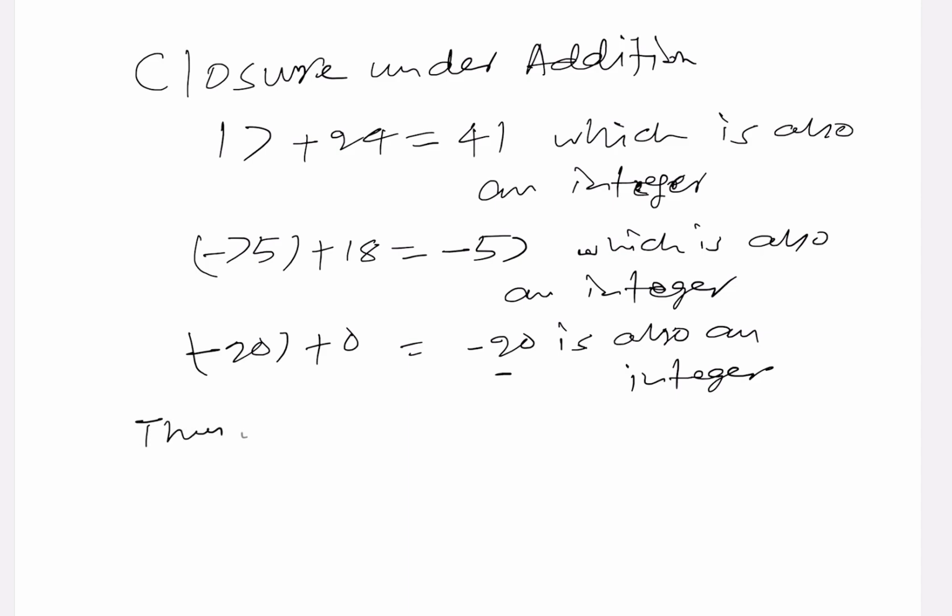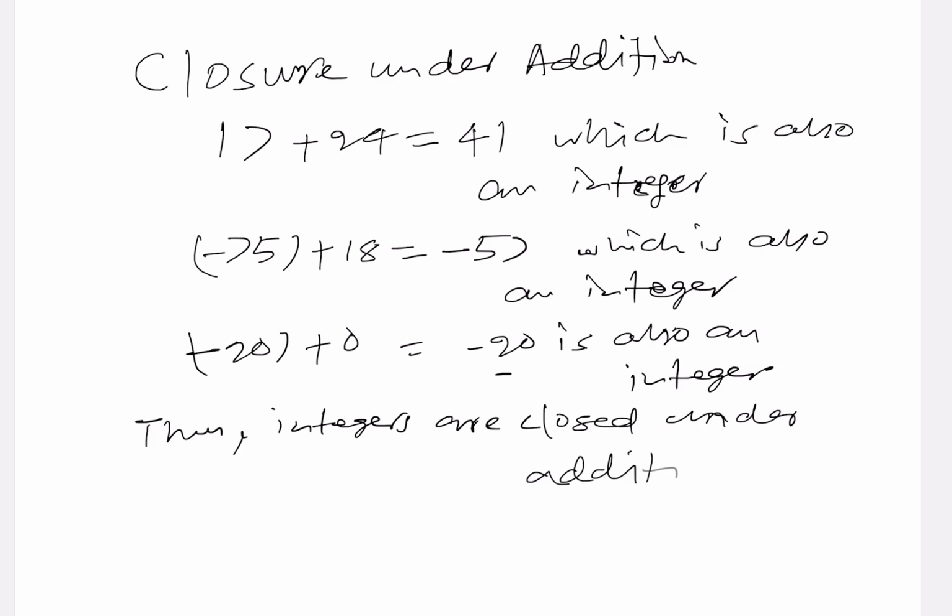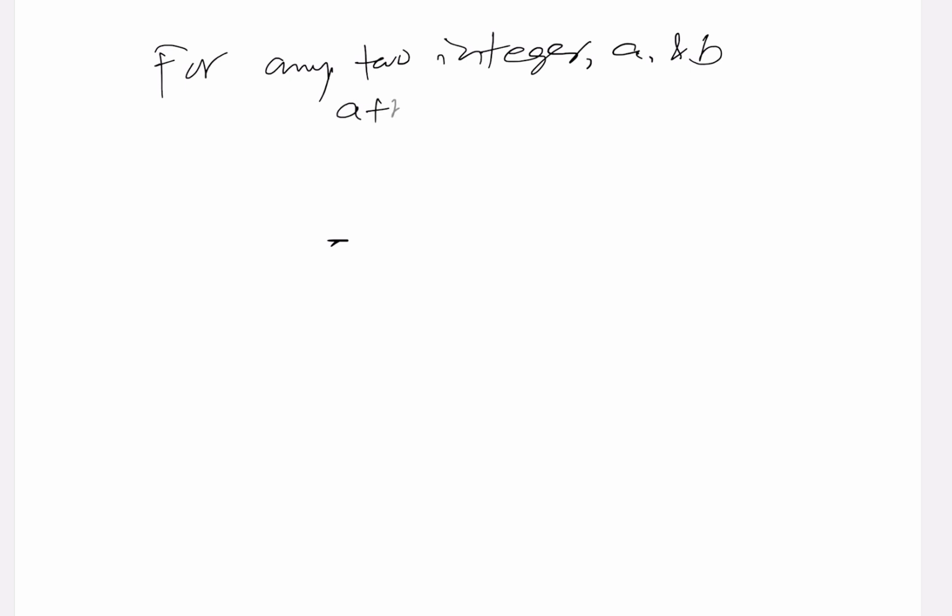We can write, thus integers are closed under addition. That is, we can say that for any two integers a and b, a plus b is also an integer.